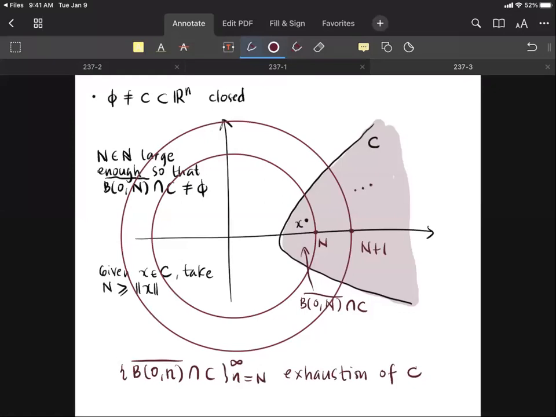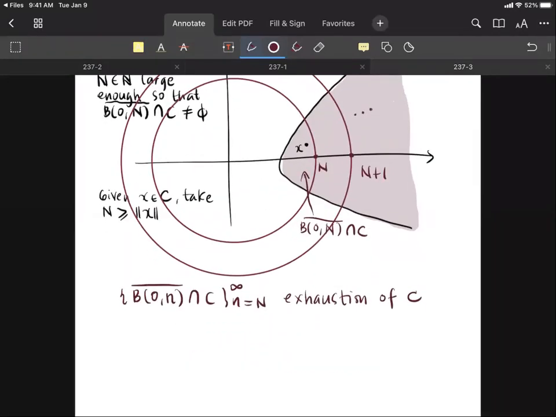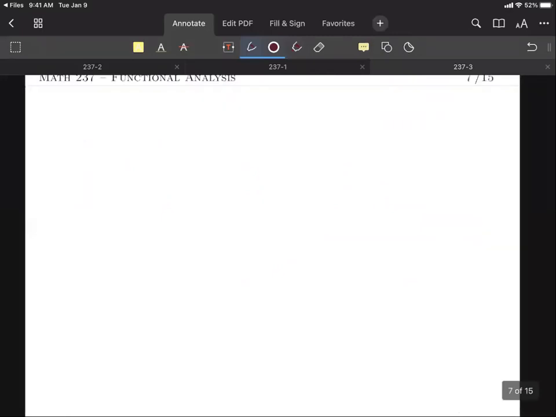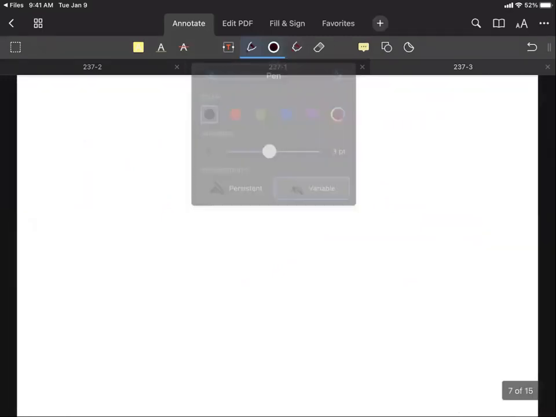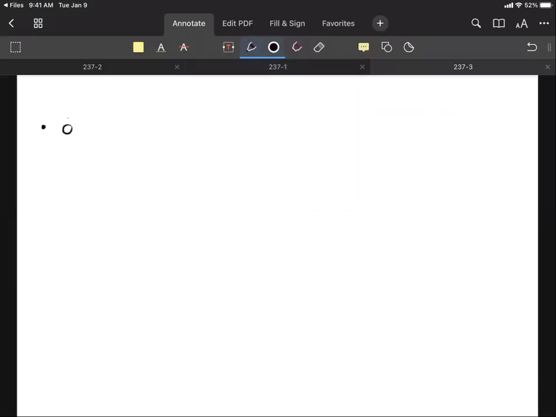For the case of open sets, the construction is similar, and let me show you the idea. So I have a non-empty open set in R^n. To illustrate that this is an open set, let us use a dashed line. And it can be unbounded.